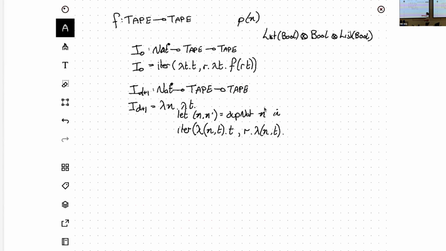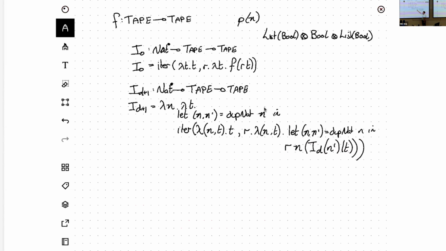So here in the step case, we've got access to the sub-recursion, so the rest of the iteration. This needs to be passed a natural number and the tape. So again, we're going to have to duplicate this natural number. And then we're going to call the recursor with the natural number again, and the iterator, which does these sub-iterations. It's enough parentheses. Right, so what's going on here?